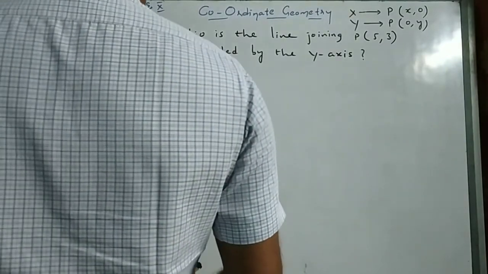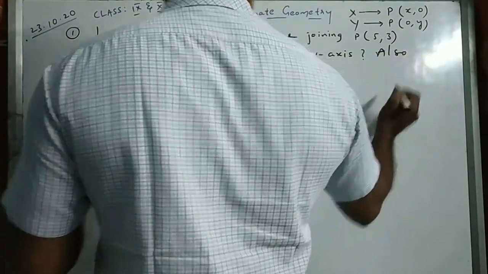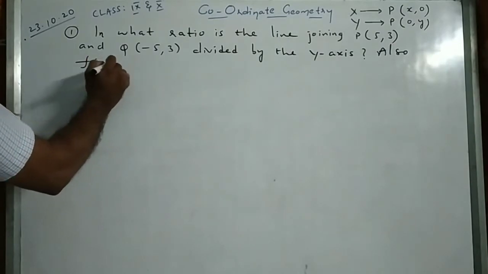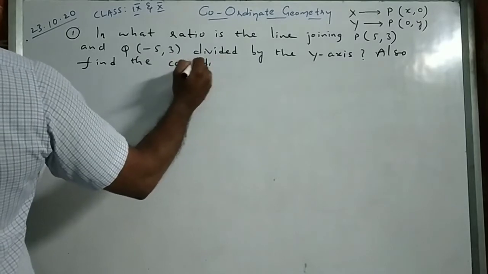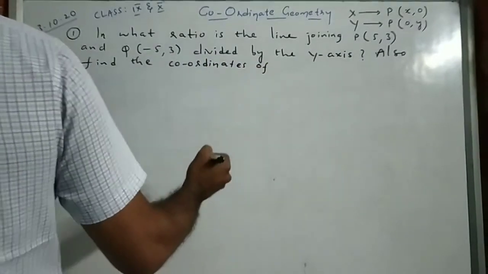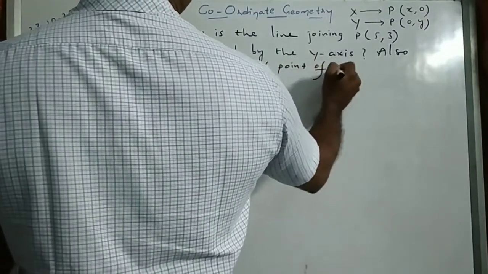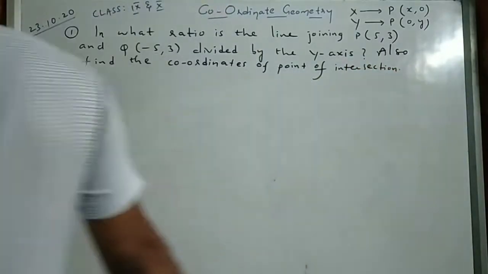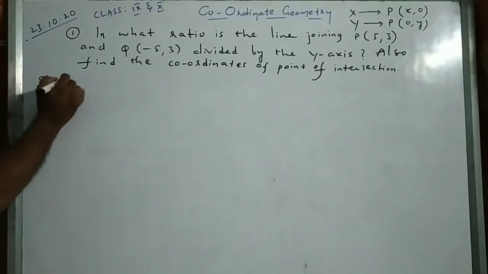So divided by the x axis. Also find the coordinates of the point of intersection. So here the question is clear. Divided by the y-axis. Listen carefully.